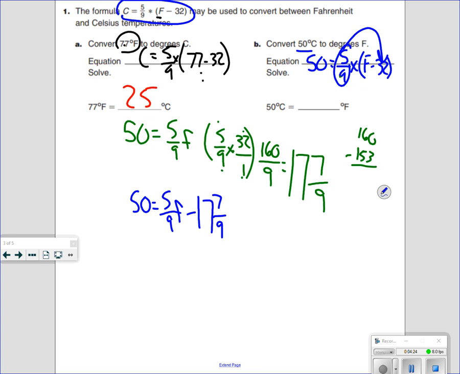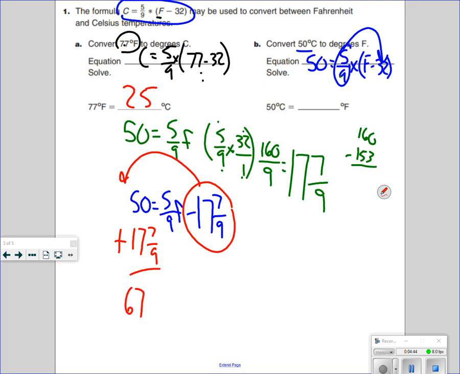I'm going to extend this page so we can see a little bit more. Now keep watching. I'm changing colors again. I have to get F by itself. So I'm going to move negative 17 and 7 ninths over to the 50 here. That means I'm going to be adding 17 and 7 ninths to 50. Pretty easy to do. I don't have to find common denominators.